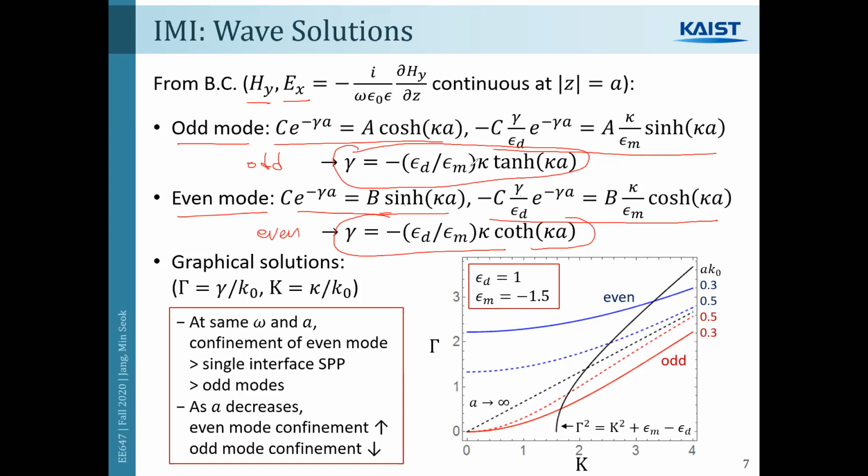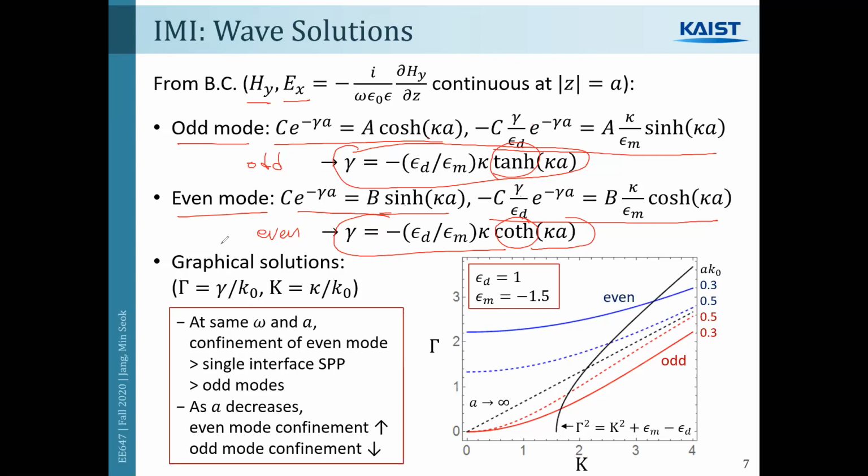Okay, so look at this. The only difference between these two is that this one has tangent hyperbolic and this one has cotangent hyperbolic. And of course, that's the only difference, right? Because for the odd mode you have cosine hyperbolic, and for the even mode you have sine hyperbolic. So that's how it's organized.